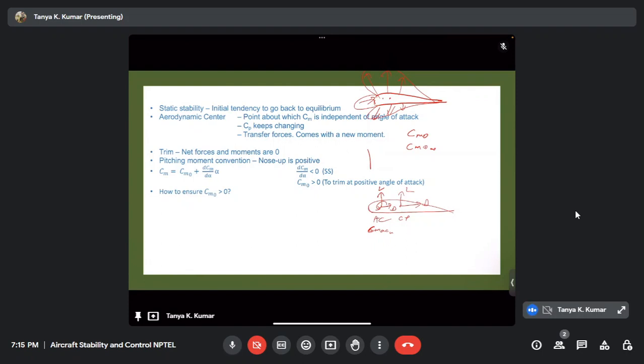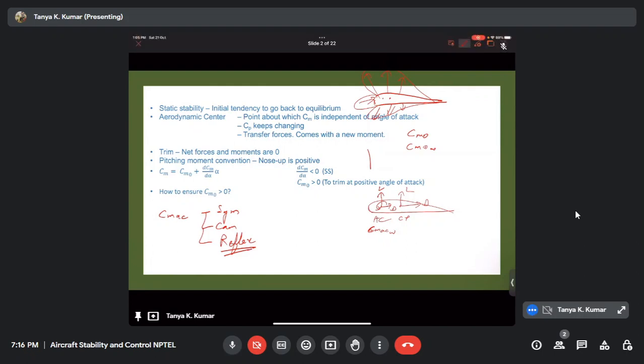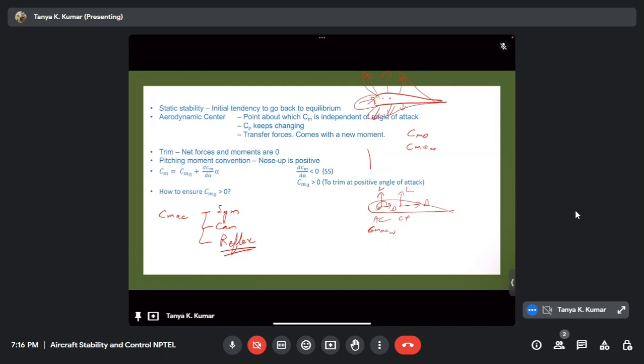What was the CMAC for symmetric, for cambered, for reflex? Before that, what was a reflex airfoil? Or can you just go about defining what is symmetric, how is cambered different from symmetric, and then what is reflex? How is a symmetric airfoil different from a cambered airfoil?